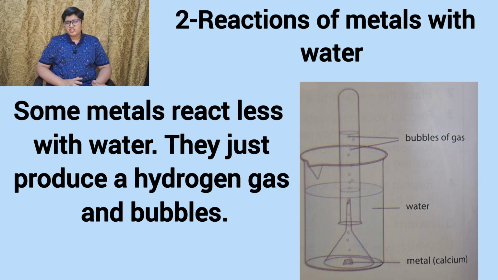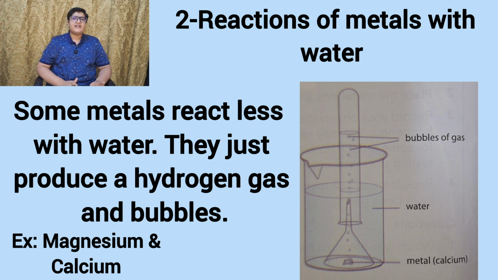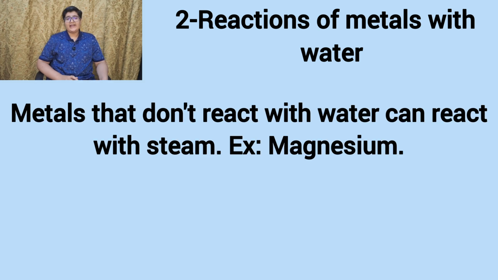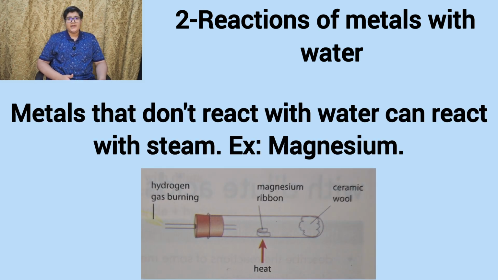Some metals react very little with water. For example, magnesium and calcium do not react very much with water, but they can produce some gas, for example hydrogen. Some metals which do not react with water react with steam. For example, magnesium reacts more with steam than water.